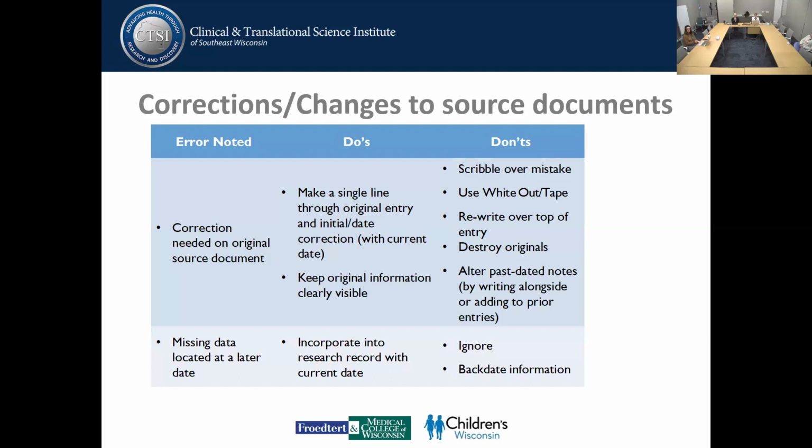You do not want to destroy the originals. And you also don't want to alter your past dated notes. You don't want to add something alongside of it or add it prior to the entries. Missing data that is located at a later date, you want to incorporate into the research record with the current date. Again, do not backdate. You don't want to ignore it. And again, you don't want to backdate that information.